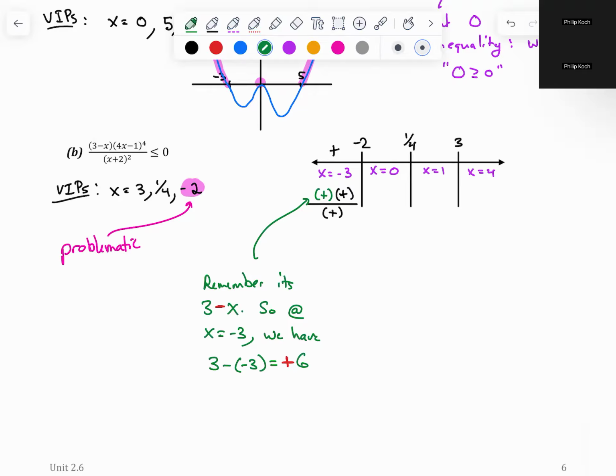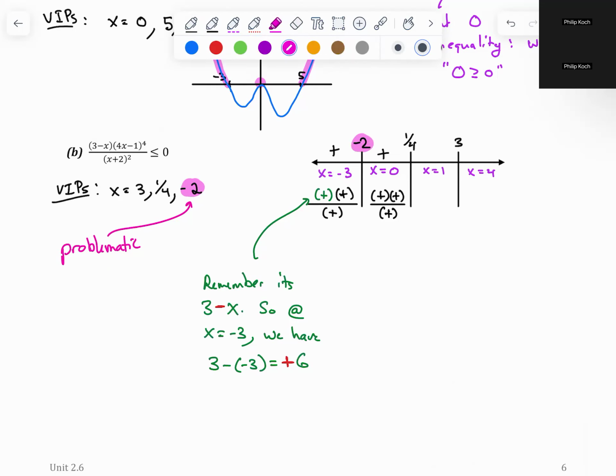So at 0, 3 minus 0 is positive. 4 times 0 minus 1 is negative. But remember, this is an even power, and even powers always make things positive, no matter what is inside. So it's positive in the denominator, numerator, and denominator. So it's positive here. That's not a piece that I want. I forgot to highlight that -2 was a problematic VIP.